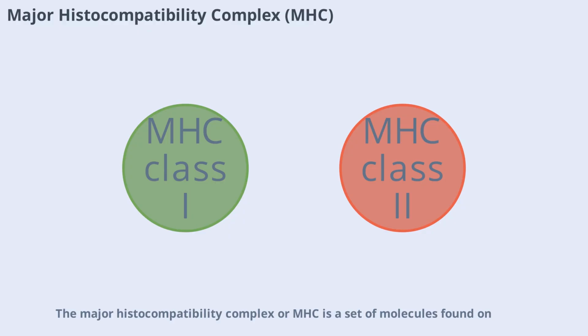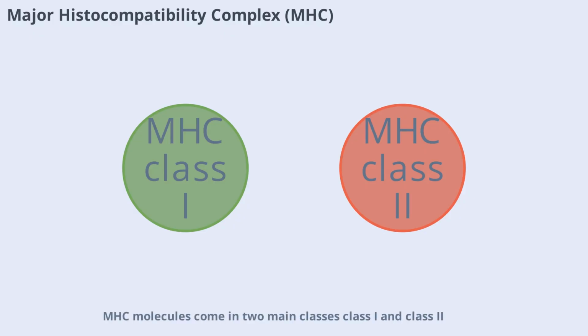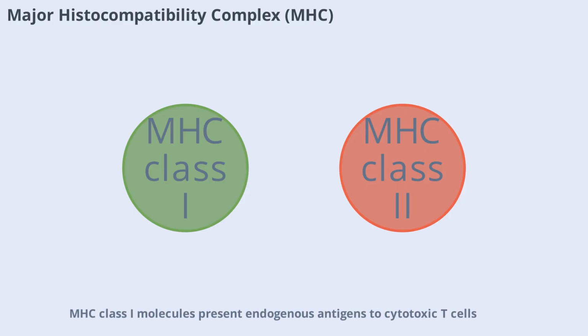Major histocompatibility complex, or MHC, is a set of molecules found on cell surfaces that are essential for antigen presentation. MHC molecules come in two main classes, class I and class II. MHC class I molecules present endogenous antigens to cytotoxic T cells, while MHC class II molecules present exogenous antigens to helper T cells. The diversity of MHC molecules in the population is one reason why organ transplants can be challenging, as mismatches can trigger immune rejection.